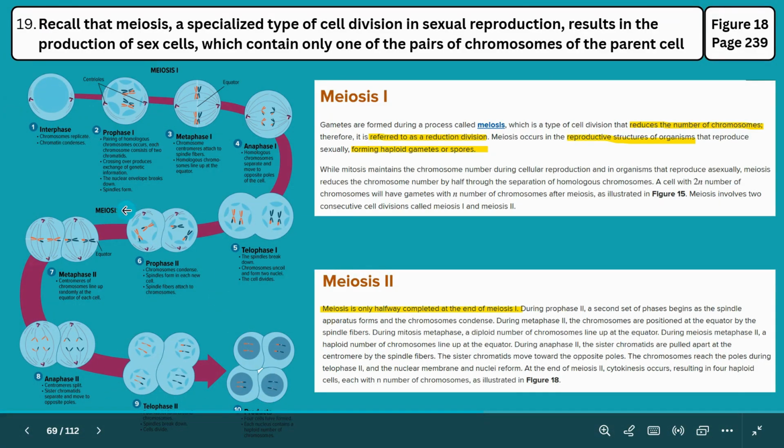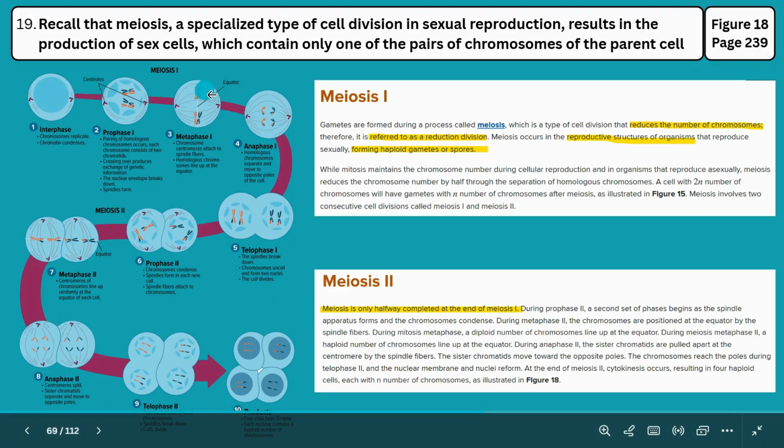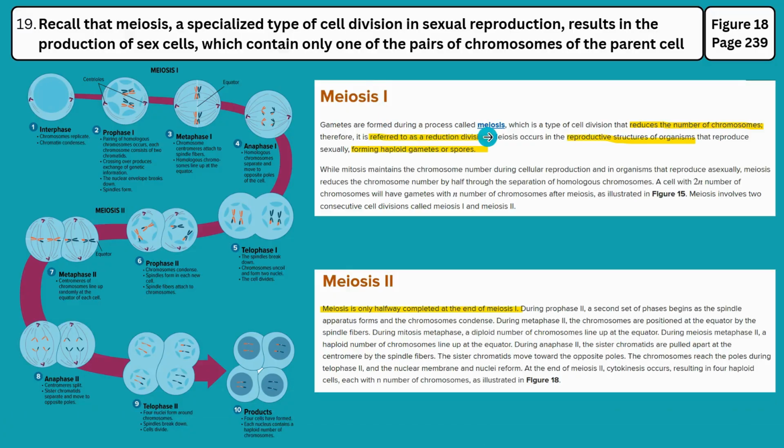You have to remember meiosis. Go through this chart carefully. Meiosis can be divided into two main phases. One is meiosis 1, and then meiosis 2. After meiosis completes, four cells are produced. So gametes are formed during the process called meiosis.